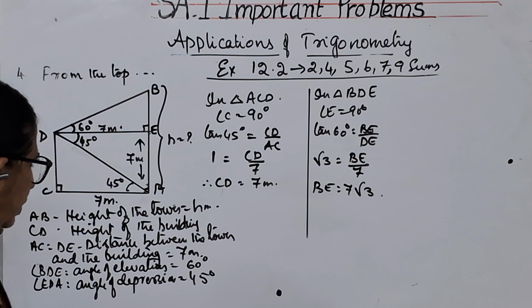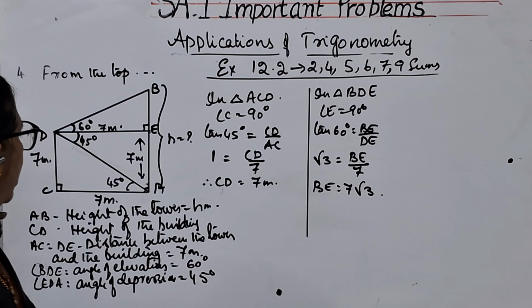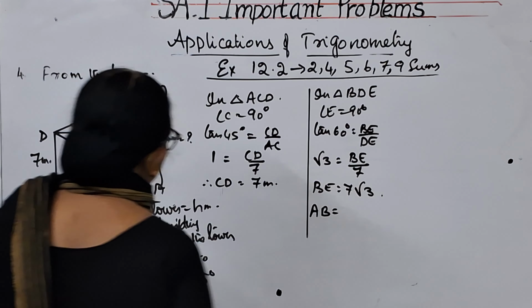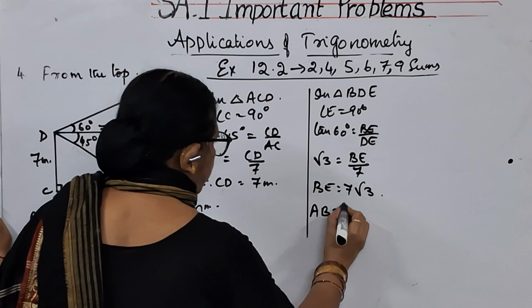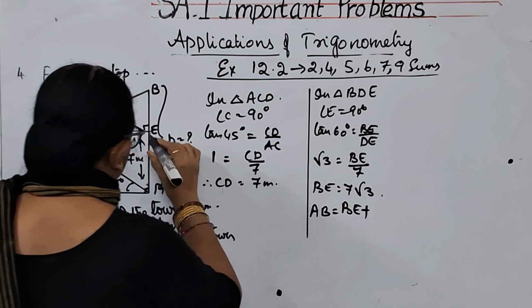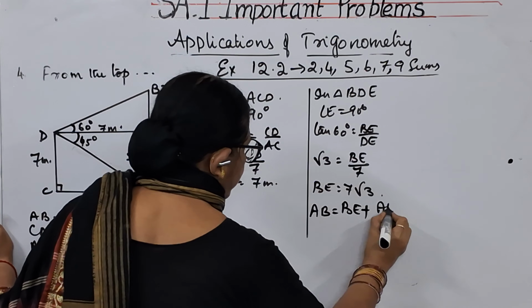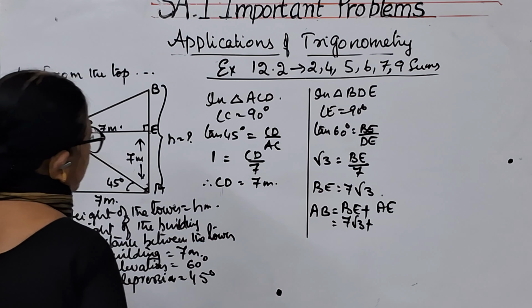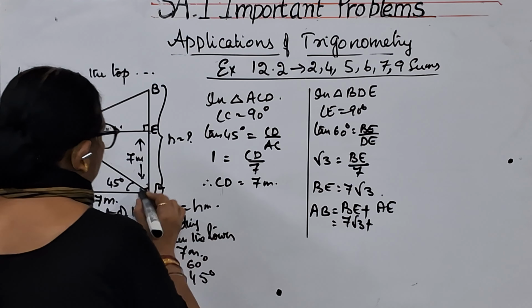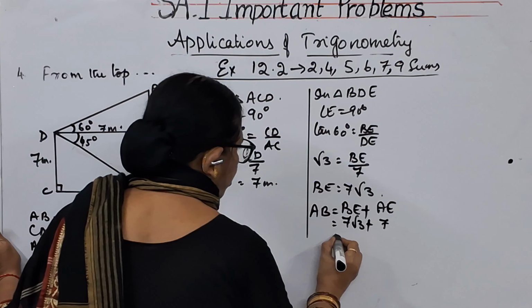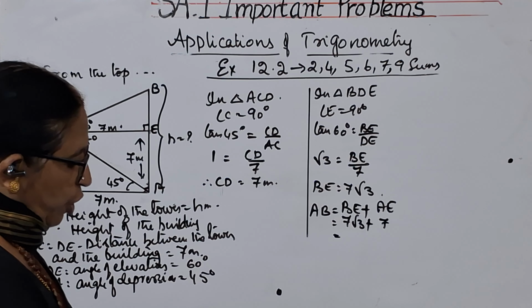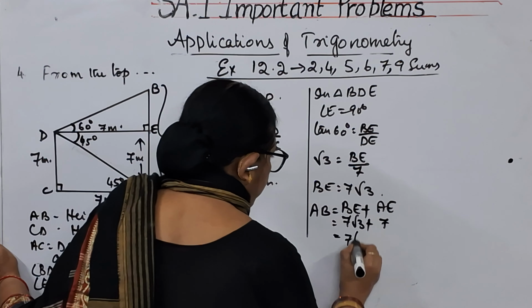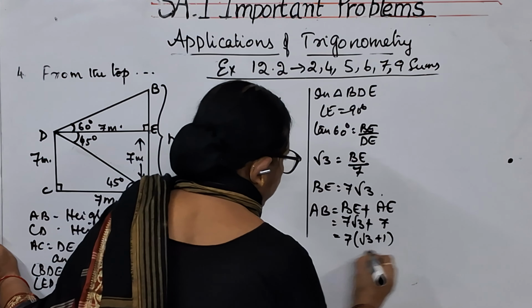Now, the question is, you need to find out height AB. What is AB, children? AB is nothing but BE plus AE. What is BE? 7 root 3. Plus what is AE? AE is 7. We have just now got it. So, how much are you getting, children? In these two, 7 is common. 7 into root 3 plus 1.